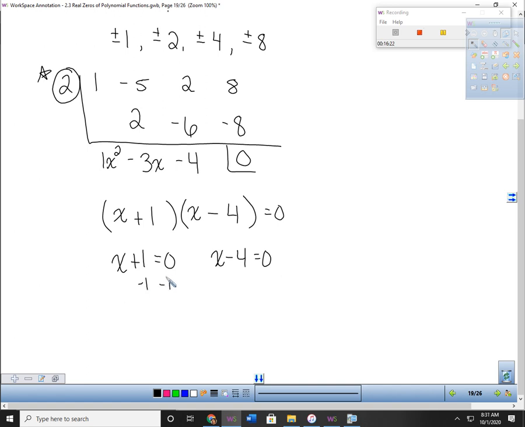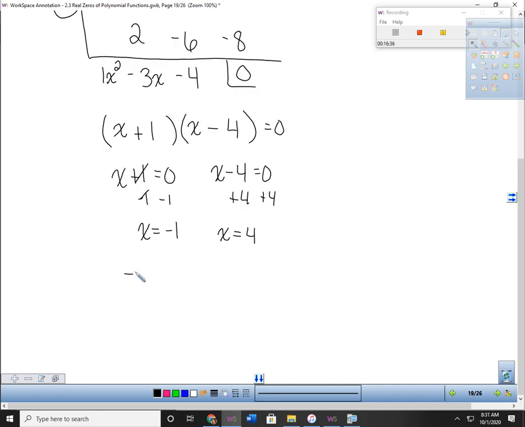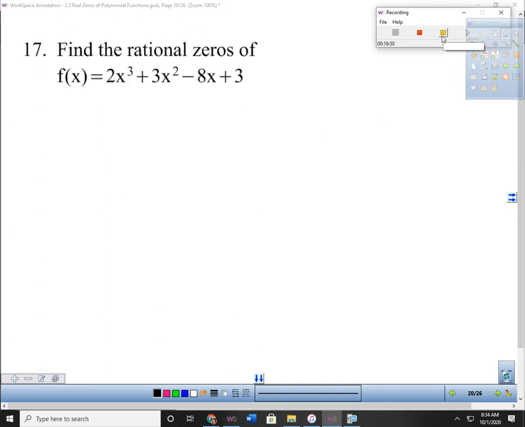That gives me negative 1 and positive 4. And then I have 3 rational zeros. I have negative 1, 2, and 4. And I'm going to put those in a bracket. Just make sure you don't forget the 1 that you had up there that you synthetically divided by.